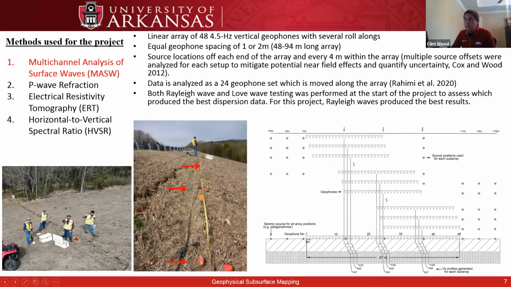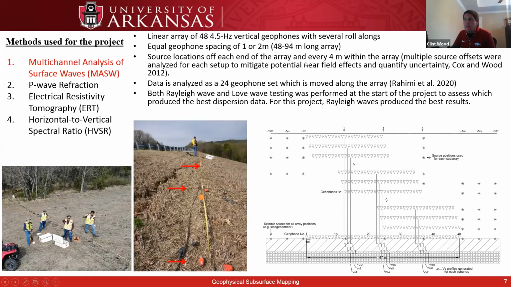So for this particular project, we used a linear array of 48 4.5 hertz vertical geophones with several roll-alongs in this section, and geophone spacing between 1 and 2 meters, 2 meters really along the slope, and 1 meter when we ran down the slope, in order to reduce that vertical issue, because MASW really doesn't take into account vertical changes. So that's kind of a problematic deal. So we weren't sure that it was going to be particularly successful on the project.